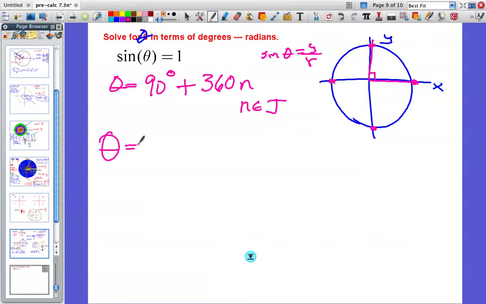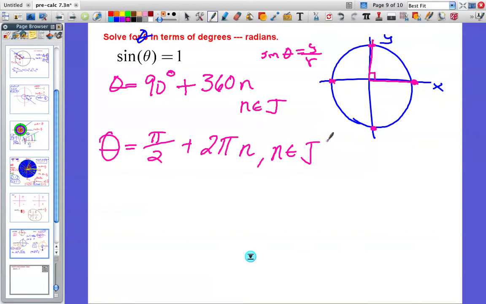What angle is that in radians? Pi over 2, plus, what did you go all the way around a circle? 2 pi. 2 pi, and then we'd have to say an n. Again, n is an element of the integers. You have to add on 2 pi, 4 pi, 6 pi, 8 pi, 10 pi. There it is. You with me on that? Okay.